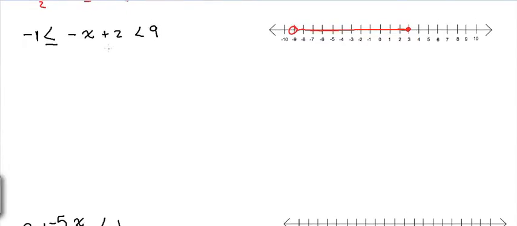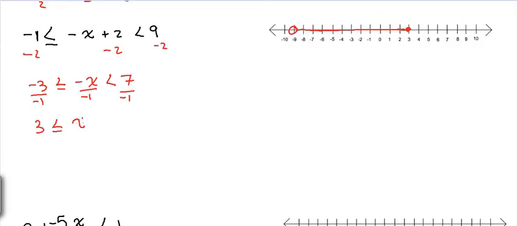This next one, we're going to add 2, or subtract 2, my bad, to both sides. When we do that, we get negative 3, negative x, and then 7. And then we're going to divide by negative 1. So this right here should look wrong to you because we're saying that x is greater than 3, but it's less than negative 7, which wouldn't make sense. So we can't do it.